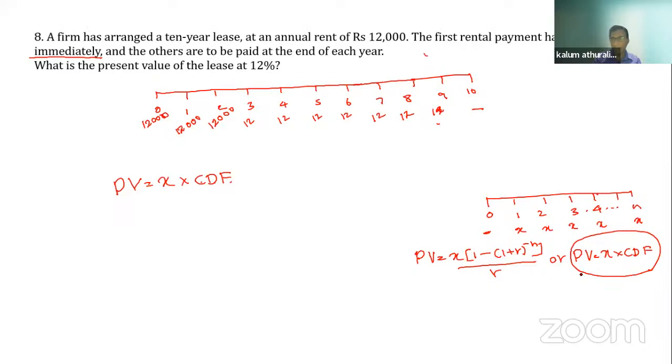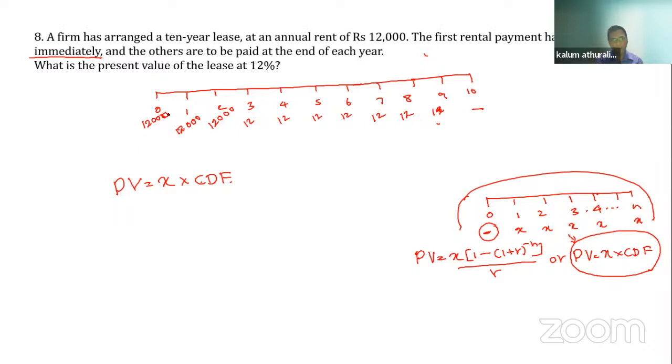Right. Now, this formula is developed like this cash flow. What does that mean? There is no value at 0. The formula is derived for the case where there is no value at 0.